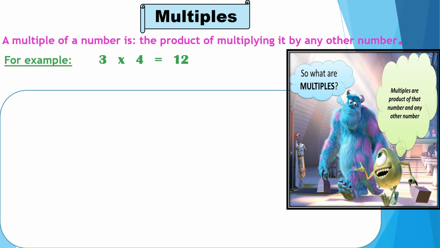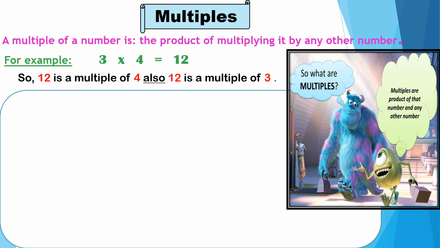For example, if we multiply 3 times 4 equals 12. So this 12, which is the product, will be a multiple of 4 and a multiple of 3. So 3 times 4 equals 12. It means 12 will be a multiple of 4 and a multiple of 3.